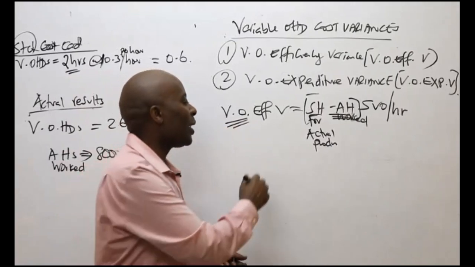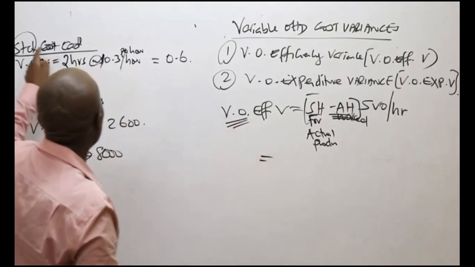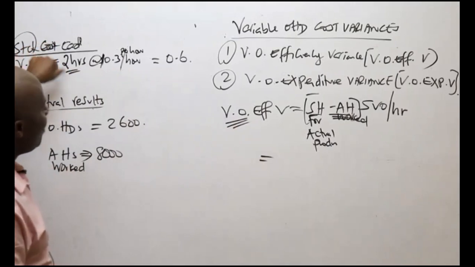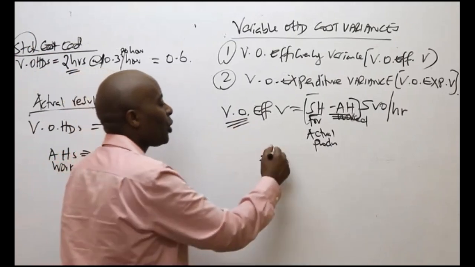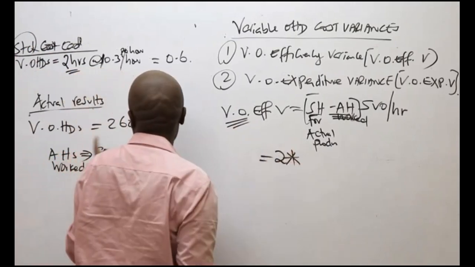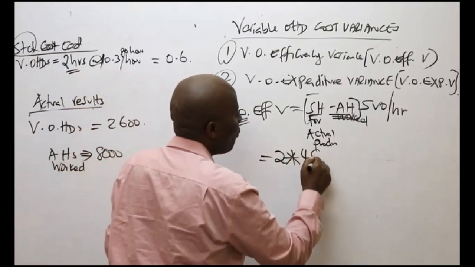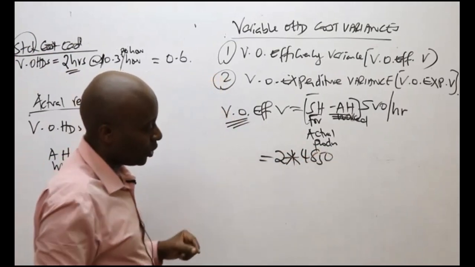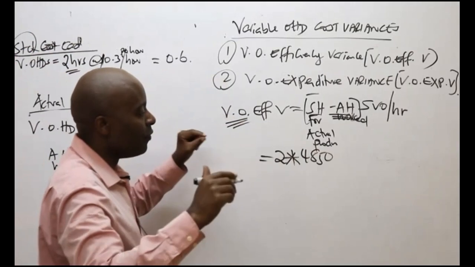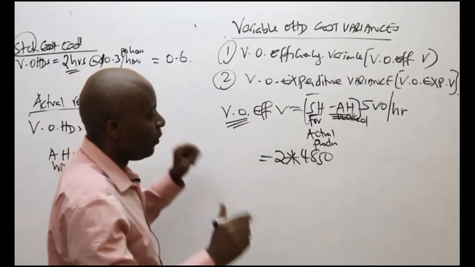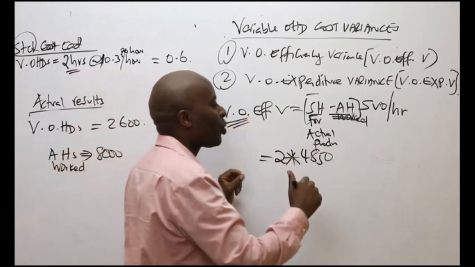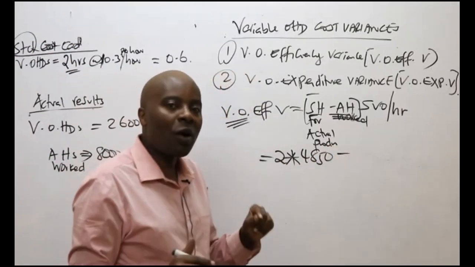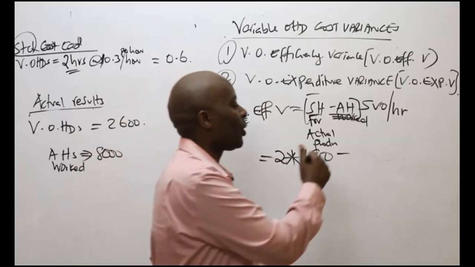So the standard hours for actual production, if you look at your standard card, you can see the standard hours are 2. 2 times the number of units that were actually produced, if you can remember, they were 4850, minus the actual hours. Actual hours, ladies and gentlemen, that we worked were 8,000.